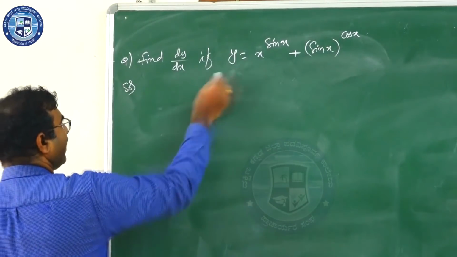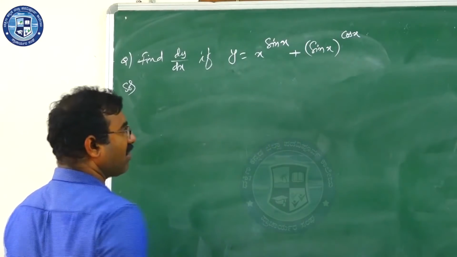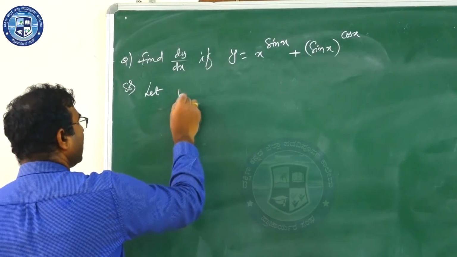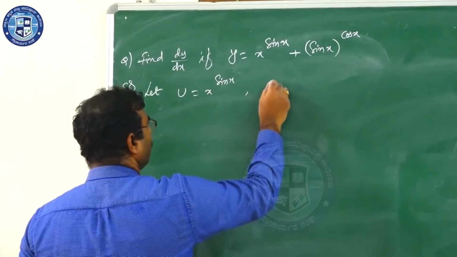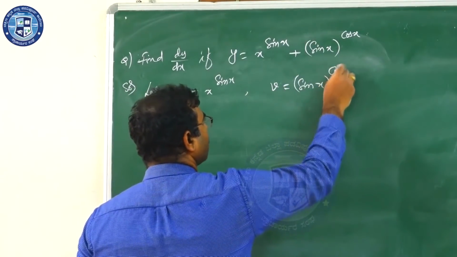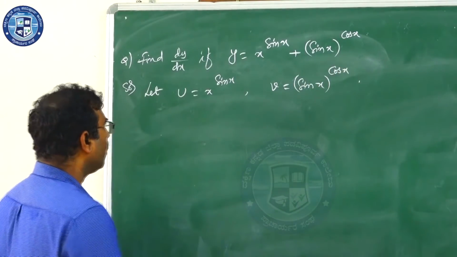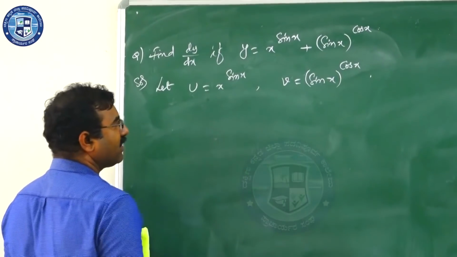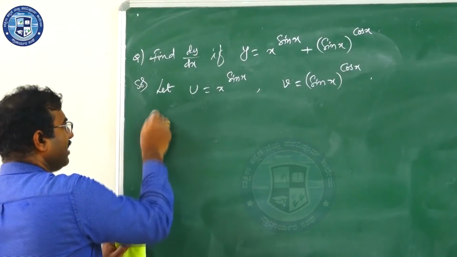See the given thing, y is equal to x power sin x plus sin x power cos x. When this type of problem comes, first you assume directly, straight away, let u is equal to x power sin x and v is equal to sin x power cos x. Okay, just take them as u and v functions. Now we will work it out separately for this and separately for this, because they are variable power variable format.